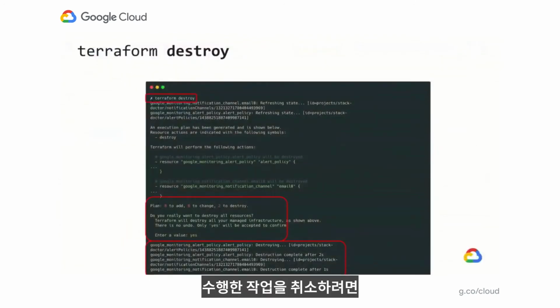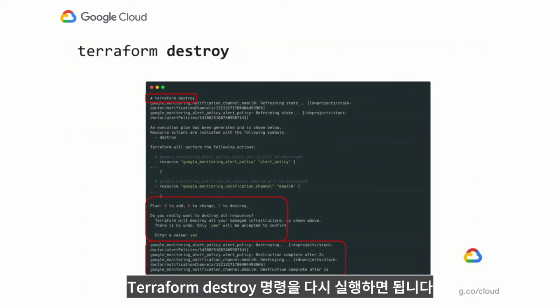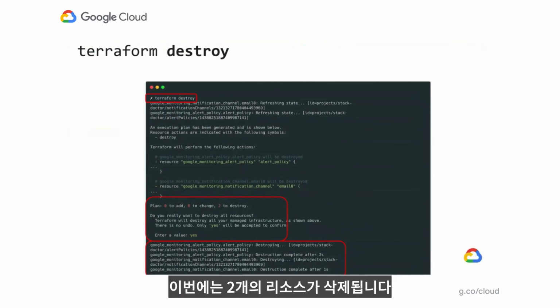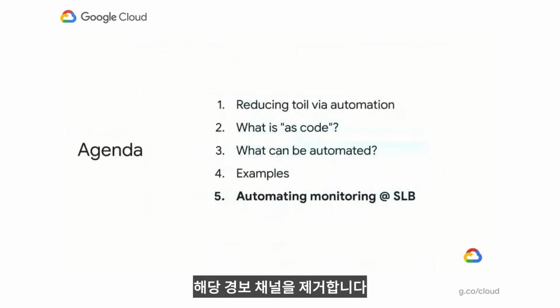If we want to undo what we've done, we can again issue the Terraform destroy command. Note that this time, 2 resources are destroyed. Terraform is aware of the dependencies involved and destroys the alerting policy first and then removes the notification channel.